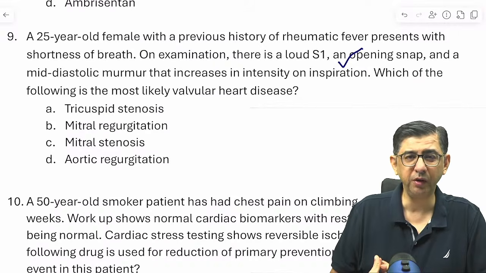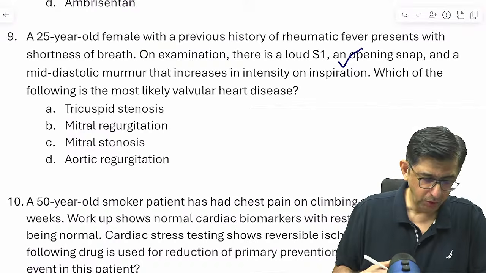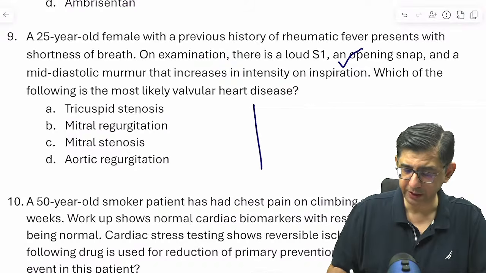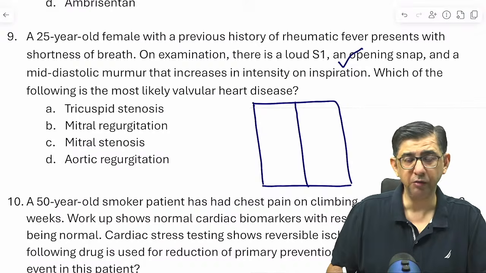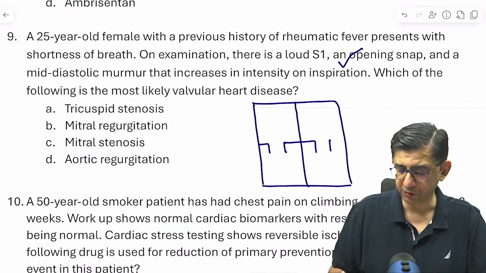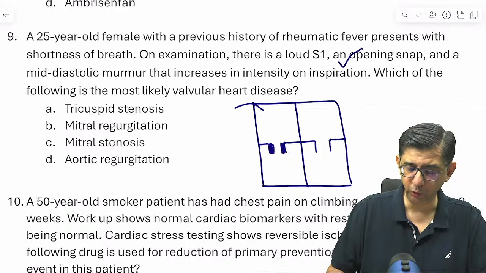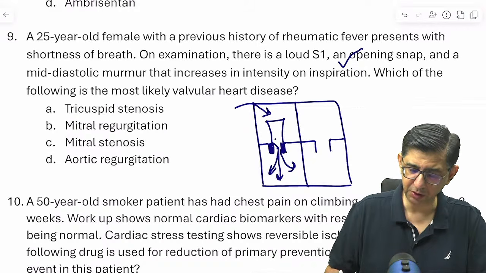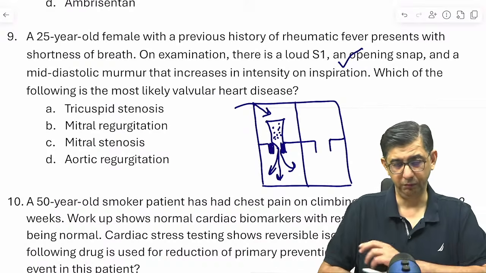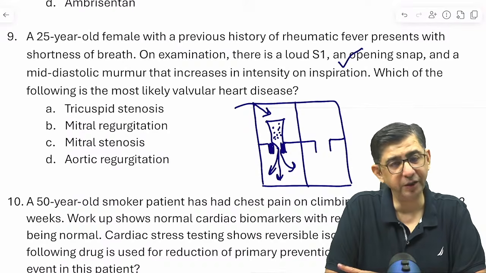He has not written loud opening snap, but he has written loud S1 with the mid-diastolic murmur that increases in intensity on inspiration. Okay, so the trick here is only that all right-sided murmurs tend to become louder with inspiration, so it will not be mitral stenosis. If I say you take a deep inspiration, I agree this is tricuspid stenosis. When you take a deep inspiration, more blood will come into the right side of the heart. I've tried to show a lot of blood coming into the heart, and because there's an obstruction present, obviously there would be turbulence. You can see from the line diagram that on inspiration more blood comes to the right side of the heart. So the answer to this question will change over to exactly tricuspid stenosis.